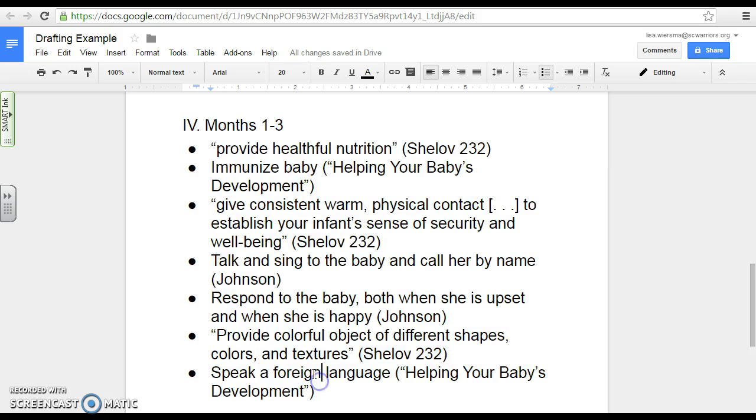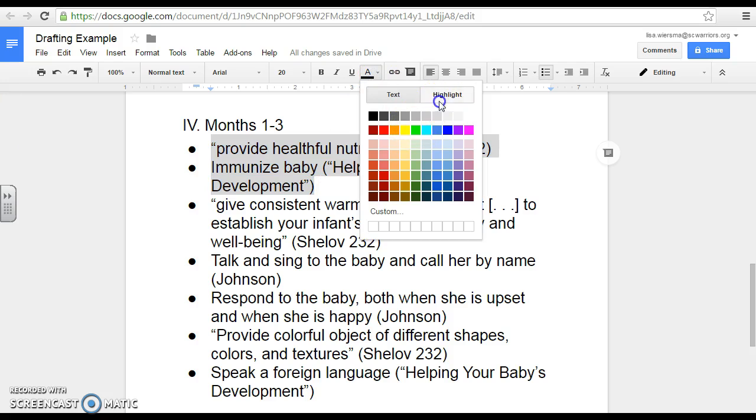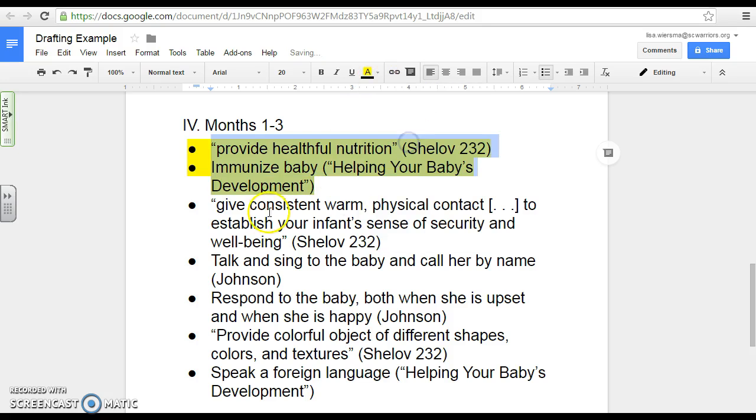So the next thing I need to do is read through the notes and decide the best order for the paragraph that I'm writing. And so I can see that there's healthful nutrition, immunizing the baby. Those both have to do with health. So I'm going to go ahead and highlight those in one color so I remember they go together.